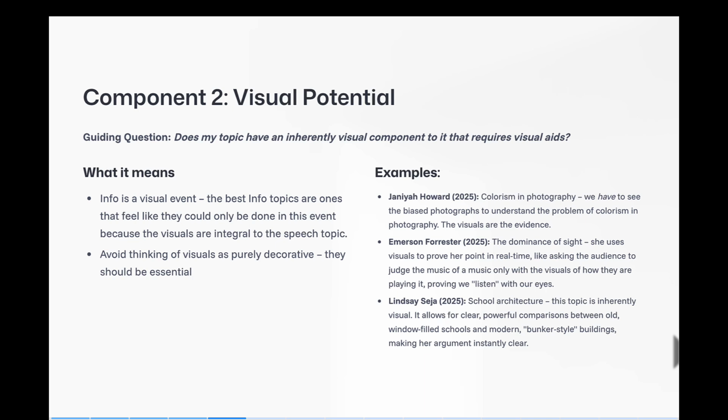Another speech from that year was on school architecture. Obviously, that's very visual. Like, if we can see powerful, clear comparisons between old window-filled schools and modern bunker-style buildings, that makes the argument so much more clear than if it's just verbally explained. So, key point here is avoid thinking of visuals as purely decorative. They should be essential. Try to find topics that are really going to lend themselves to really interesting visuals that can be integral to what you are incorporating into your speech.